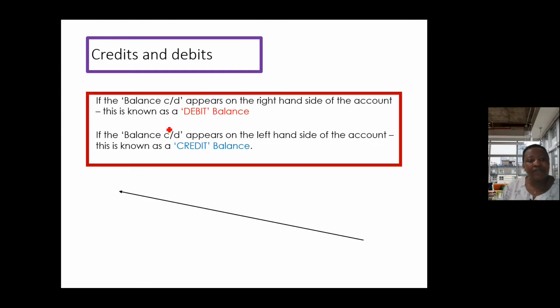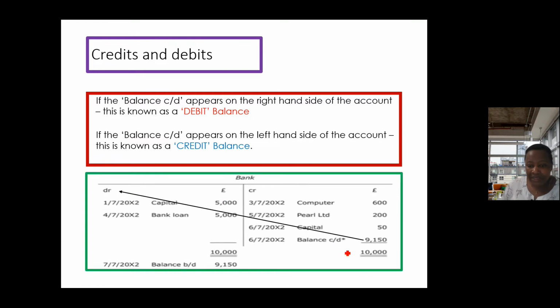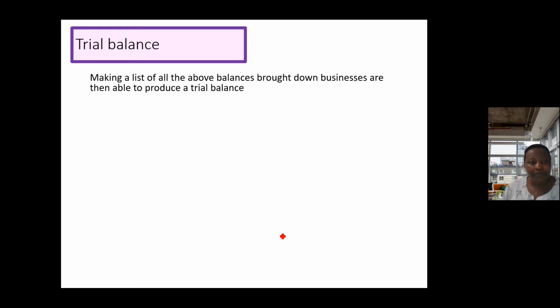Okay, so if the balance carried down appears on the right side of the account, we call this a debit balance. But if it appears on the left side of the account, we call this a credit balance. What I mean is your balance carried down here is appearing on the right side of the account. This is a debit balance. If it appeared here, it would have been a credit balance.